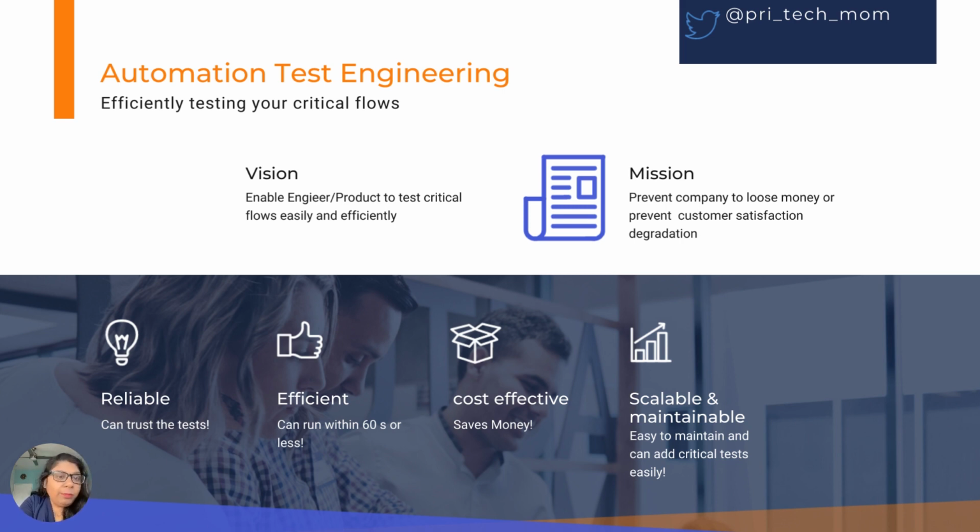That's not the case. Automation test engineering is efficiently testing your critical flows, and the critical flows part is very important because you're not going to create thousands and thousands of automation tests. That's an overhead for you. So your vision should be to enable your engineering and product team to test critical flows easily and efficiently so that they can move at a faster rate and with a lot of confidence that they are not breaking anything that makes the company money, right? And the mission should be to prevent the company from losing any sort of money because of critical bugs, and prevent customer satisfaction from degrading, right? So that should be your two very big missions.